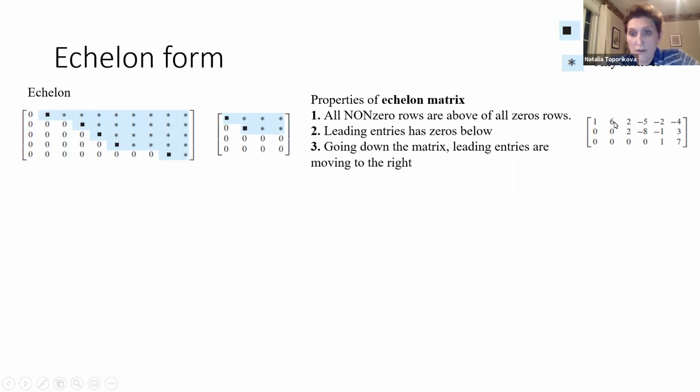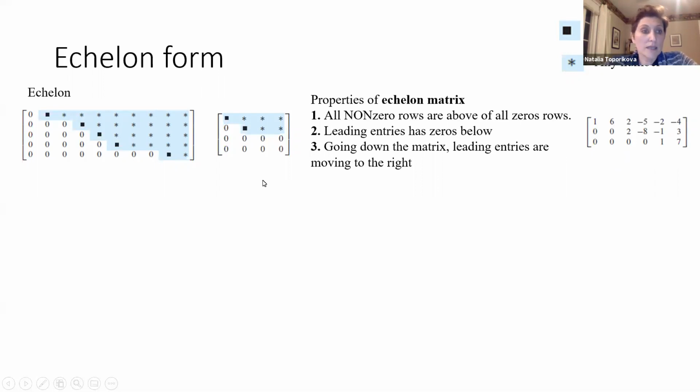Moving to the next column, there is no leading entry here, so let's move to the next one. Here is the leading entry 2, and there is a zero below. And the final leading element is 1 over here, and there are no rows below. So the second property seems to be holding. Now let's look at the third property: going down through the matrix, leading entries are always moving to the right. Okay, it looks like they do move to the right. So this matrix is indeed an echelon matrix.